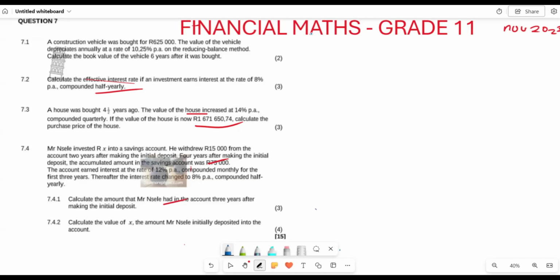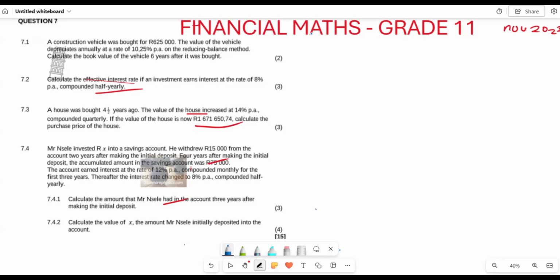They say Mr. Nsele invests X amount into a savings account. He withdrew 15,000 from the account 2 years after making the initial deposit. Then they say 4 years after making the initial deposit, the accumulated amount in the savings account was 75,000. They are saying the account earns an interest of 12% per annum compounded monthly for the first 3 years. Thereafter, an interest rate of 8% per annum compounded half yearly. So what are you going to do here?